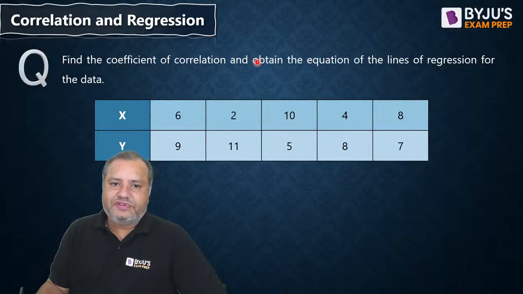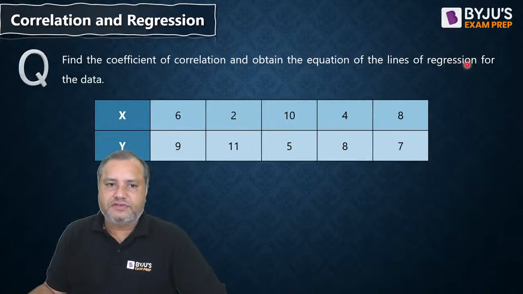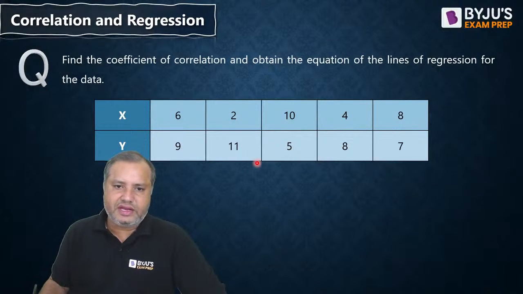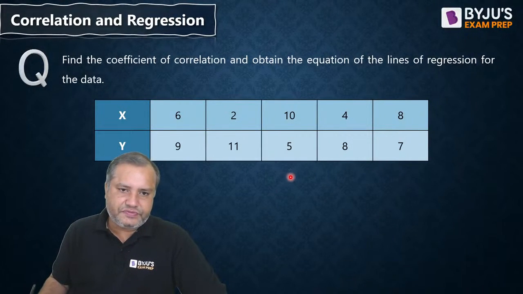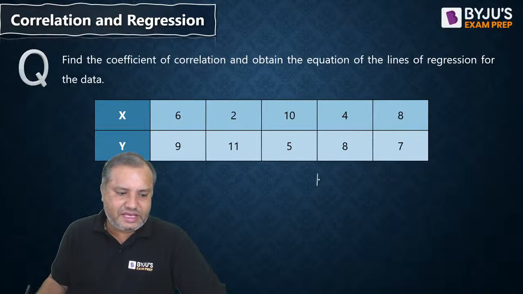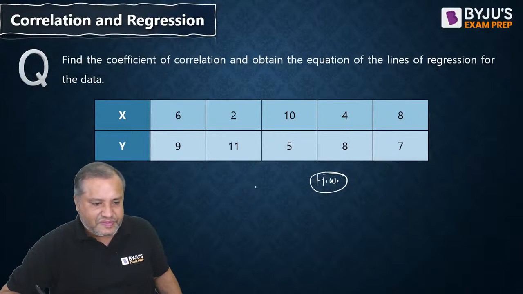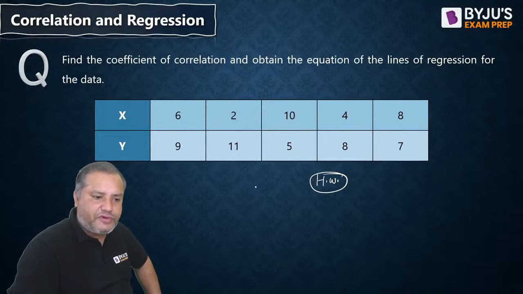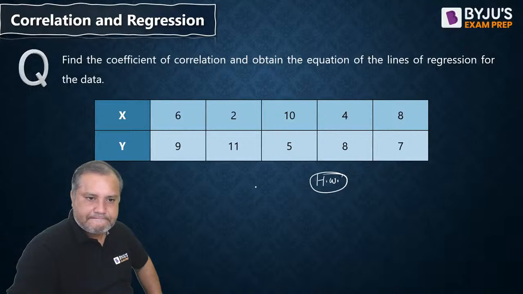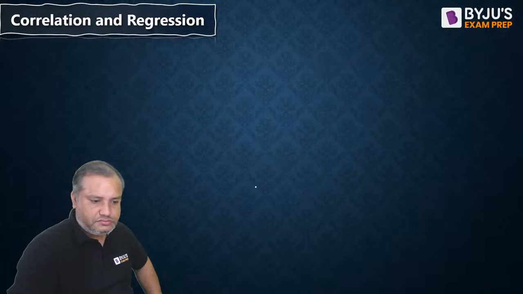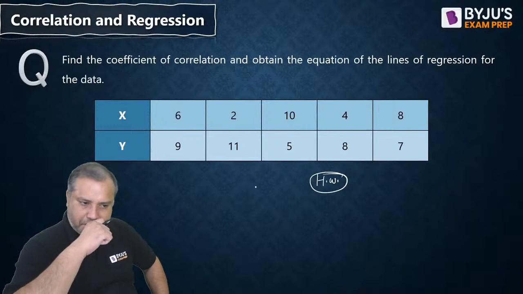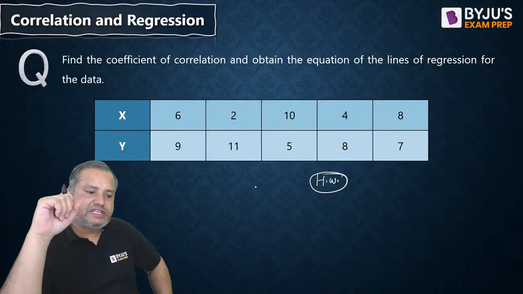See here, find the coefficient of correlation and obtain the equations of lines of regression for the following data: 6, 2, 10, 4, 8, 9, 11, 5, 8, 7. Can you do it? So I'm keeping this as homework, and I'm expecting you to comment the answers in the comment box. I'm proceeding for the next variety.